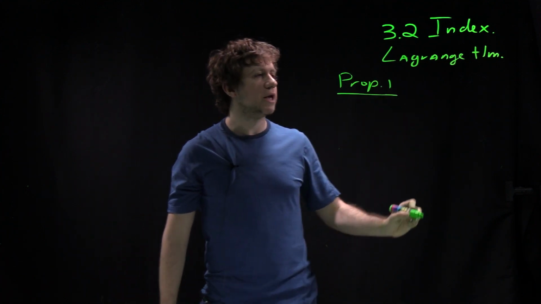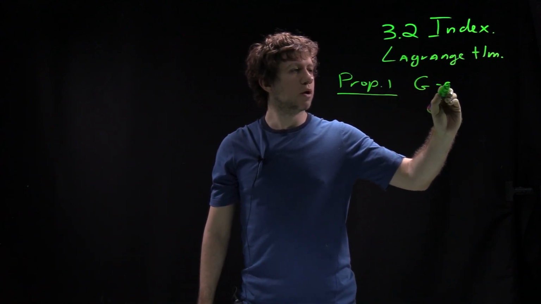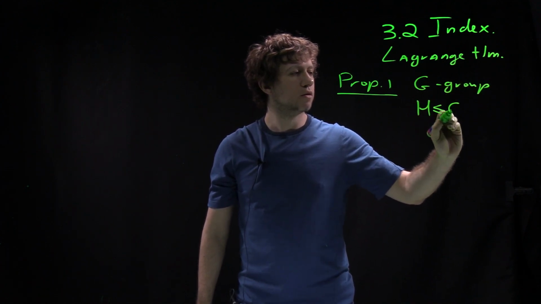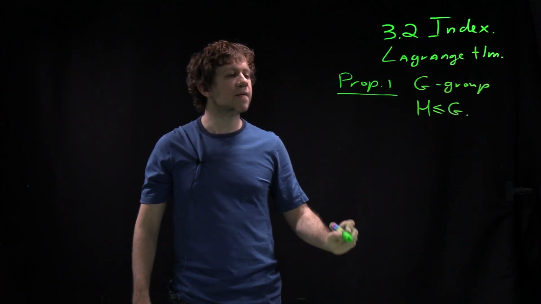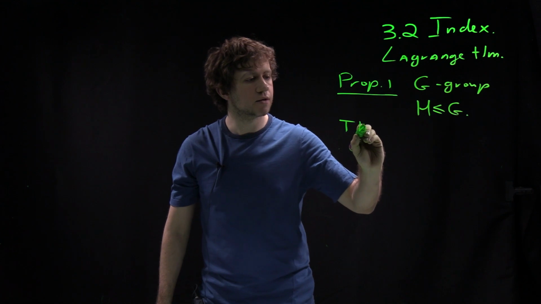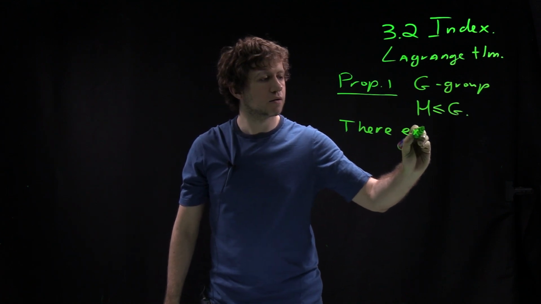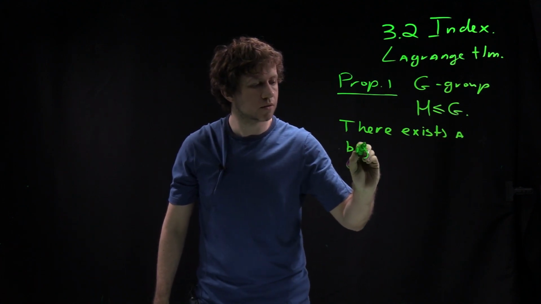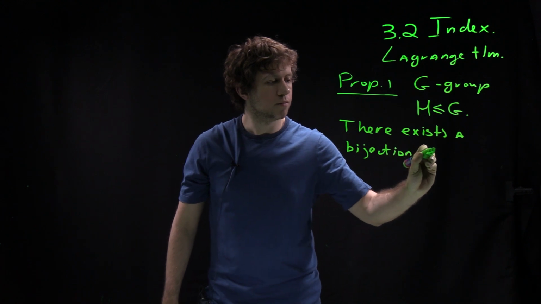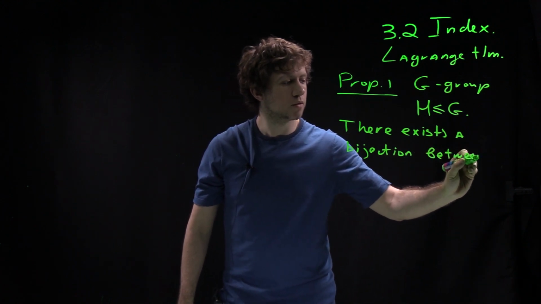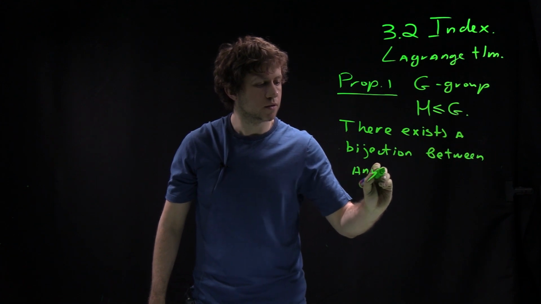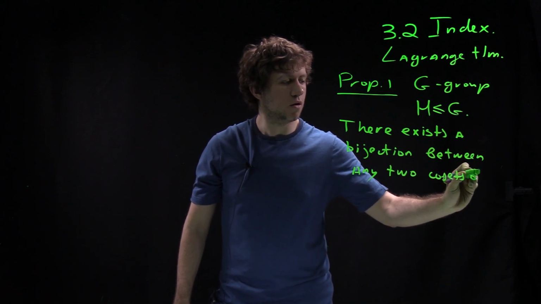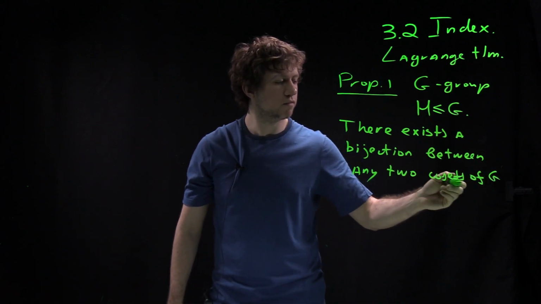And so let G be a group, and H is a subgroup of G. And then the statement is that there exists a bijection between any two cosets of G relative to H.